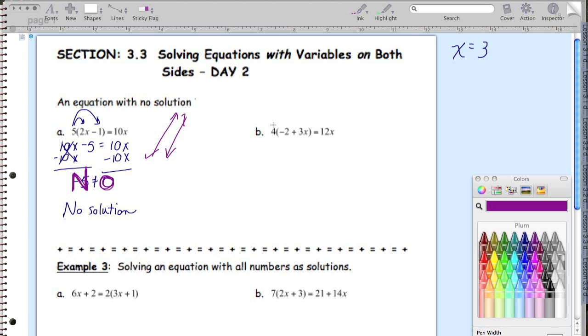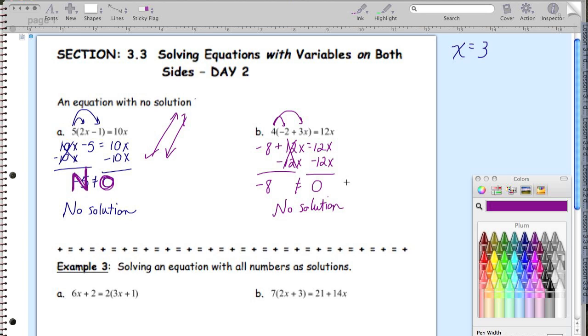So letter B, simplify the left side by distributing. So 4 times negative 2 is negative 8, plus 4 times 3 is 12x, equals 12x. Now you might say, oh, 12x, 12x, you already know it's no solution. But if you happen to not catch that, you would go ahead and get the variable on the same side. Negative 8 comes down, those cancel. 12x minus 12x is 0. Uh-oh, negative 8 does not equal 0, so again, no solution.